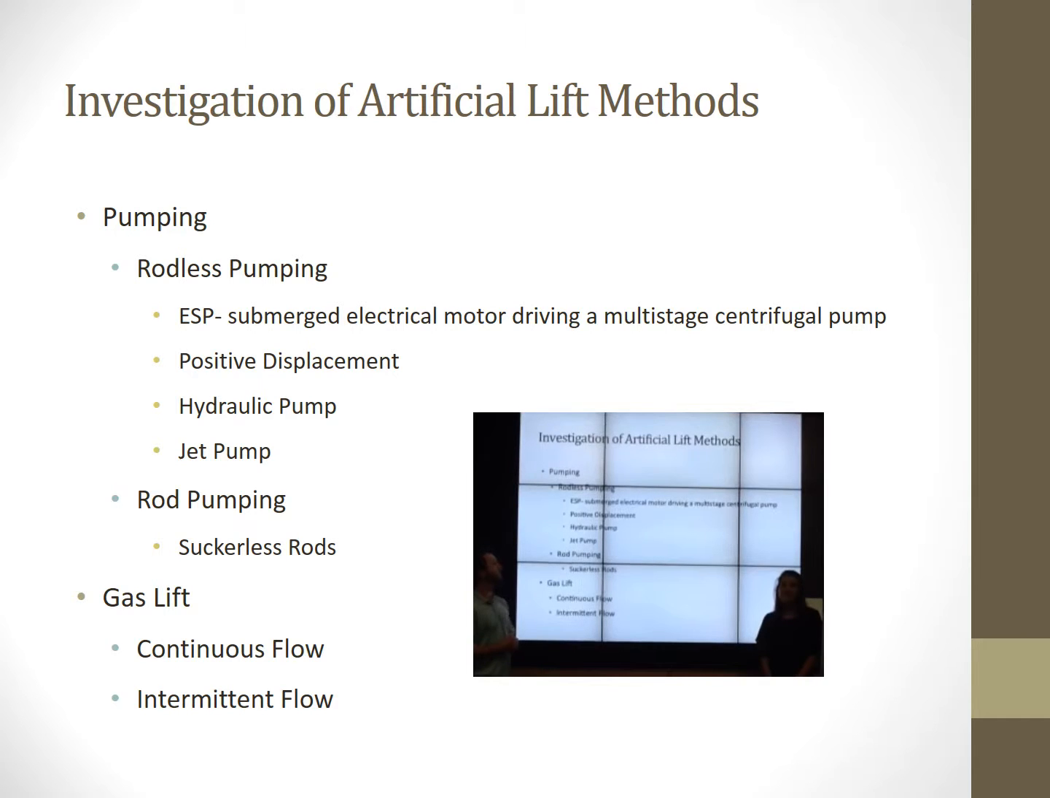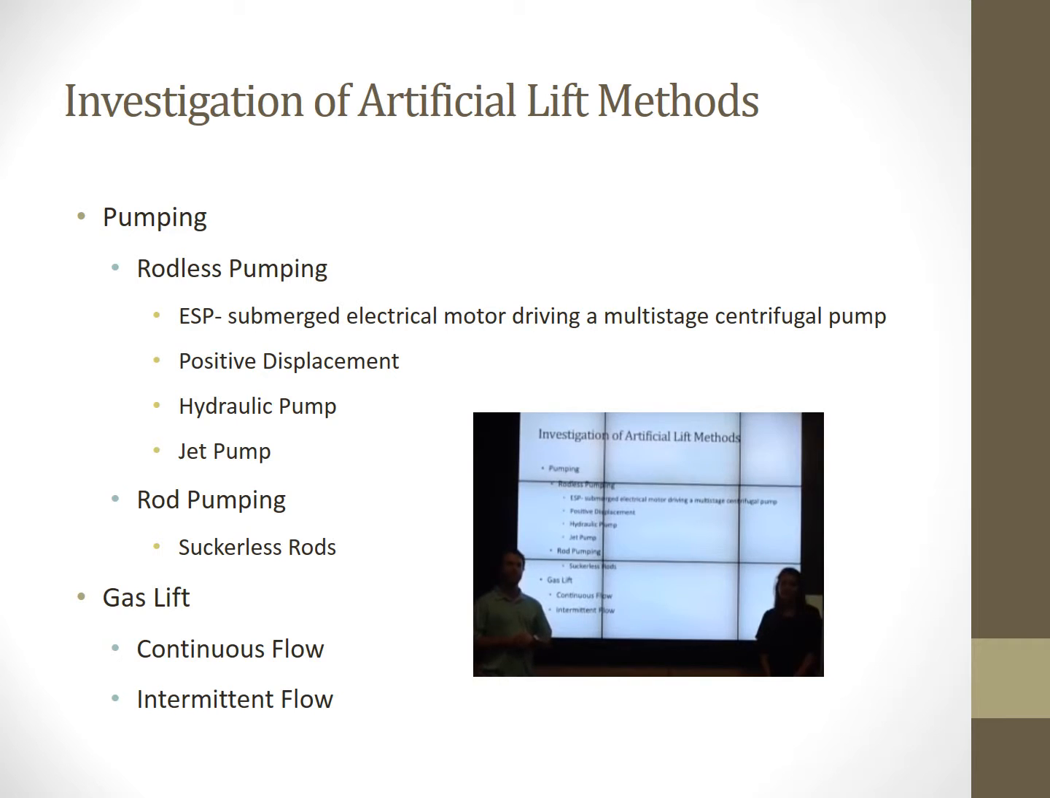These are the methods of artificial lift that we've begun to research. They split up into 2 main categories, pumping and gas lift. With pumping, there's rodless pumping, which is an ESP, positive displacement pumps, hydraulic pumps, or jet pumps. And then there's also gas lift, which has a continuous flow, which is a continuous injection of gas into the reservoir, and intermittent flow.